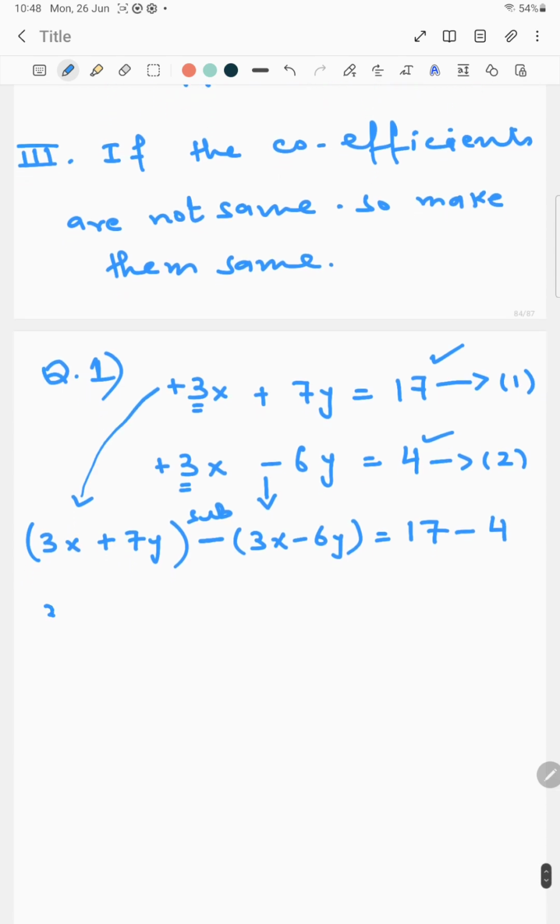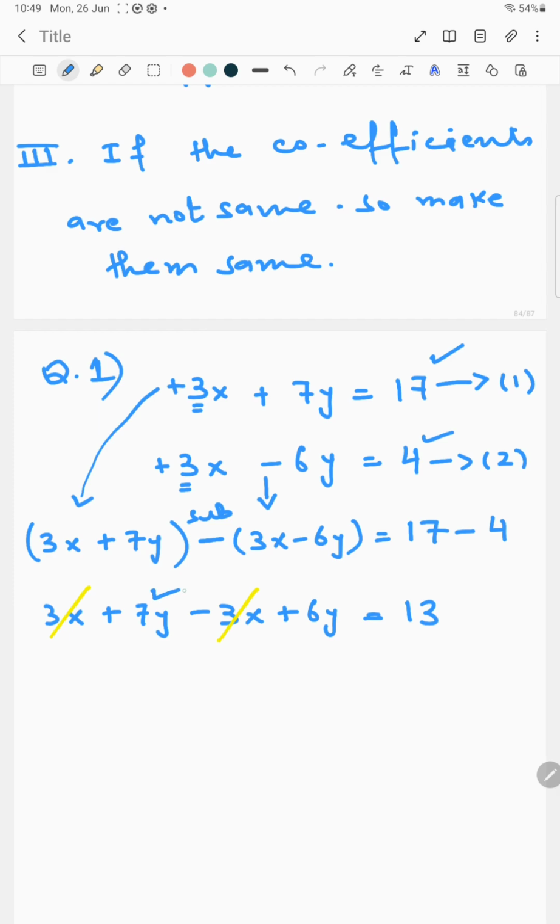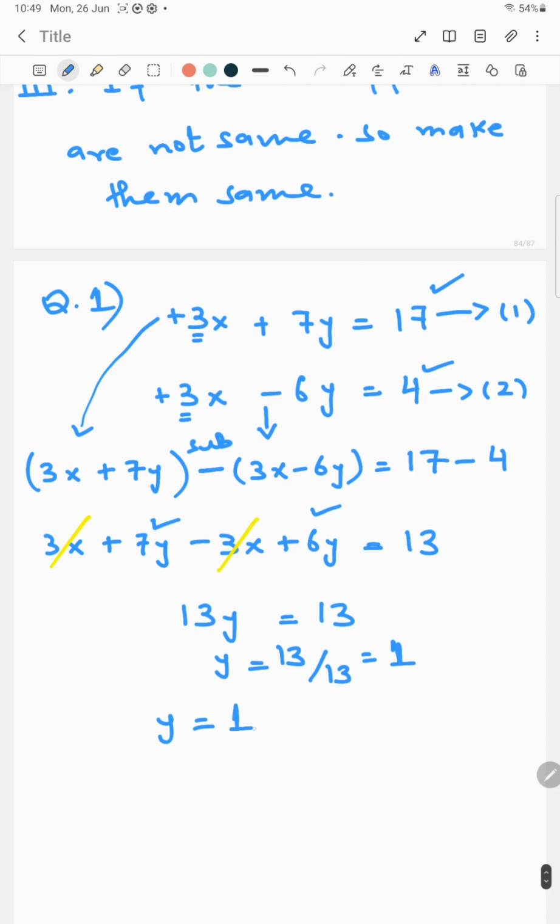So now we have to open the brackets: 3x plus 7y minus 3x plus 6y is equal to 17 minus 4, which is 13. Now we can see plus 3x minus 3x can be cancelled with each other. So we will cancel them and then we will just solve these two. So 7y plus 6y is 13y is equal to 13. Now we just have to find y, so we will divide by 13 on the other side, so we will get 1. It means y value is 1.